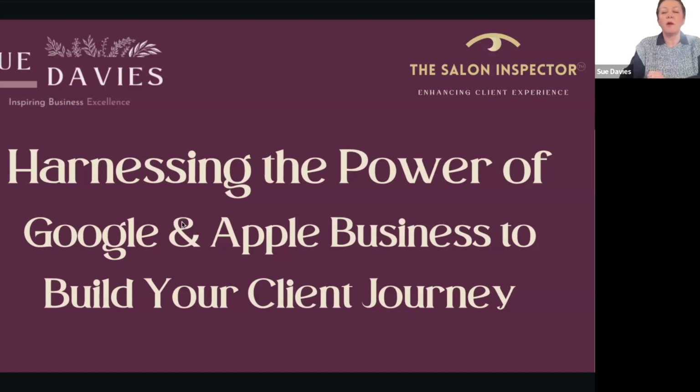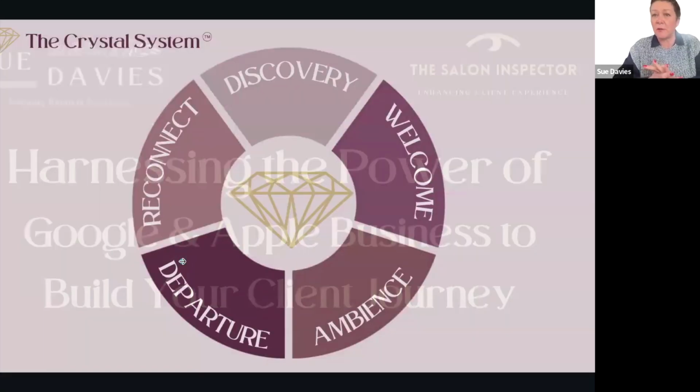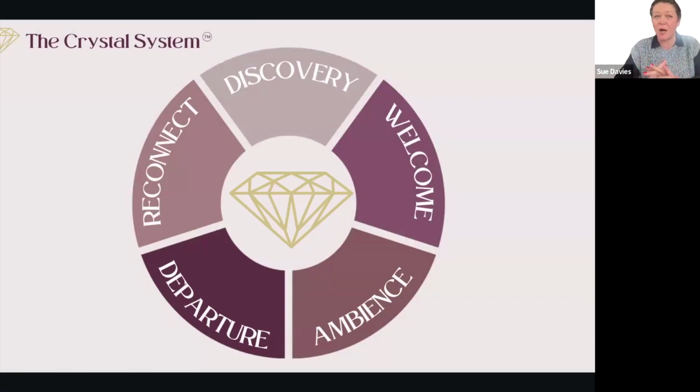So today we are looking at a whole system that I have set up called the Crystal System. It is about shining a light on all the wonderful parts of your business. This is my touchstone wheel, and you'll see we have discovery, welcome, ambience, departure, and reconnects. These are the 5 key things that we want to keep clients coming through our world. Today we're going to be looking at discovery, basically how people find you and how we can use Google and Apple to help that process.